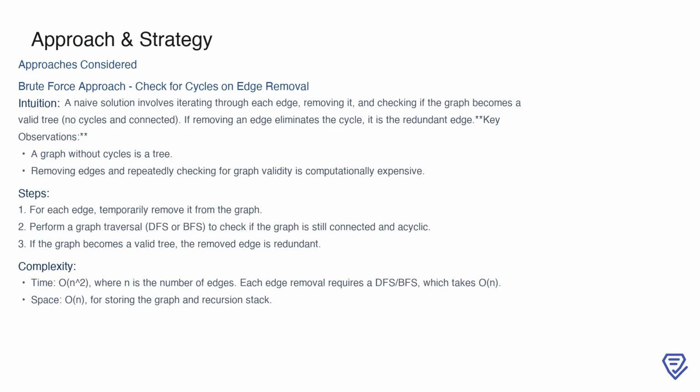To address this problem, one straightforward approach we can consider is the brute force method, which involves checking for cycles by temporarily removing edges. The intuition here is that a graph without cycles is a tree, so removing the redundant edge should eliminate the cycle and result in a valid tree.